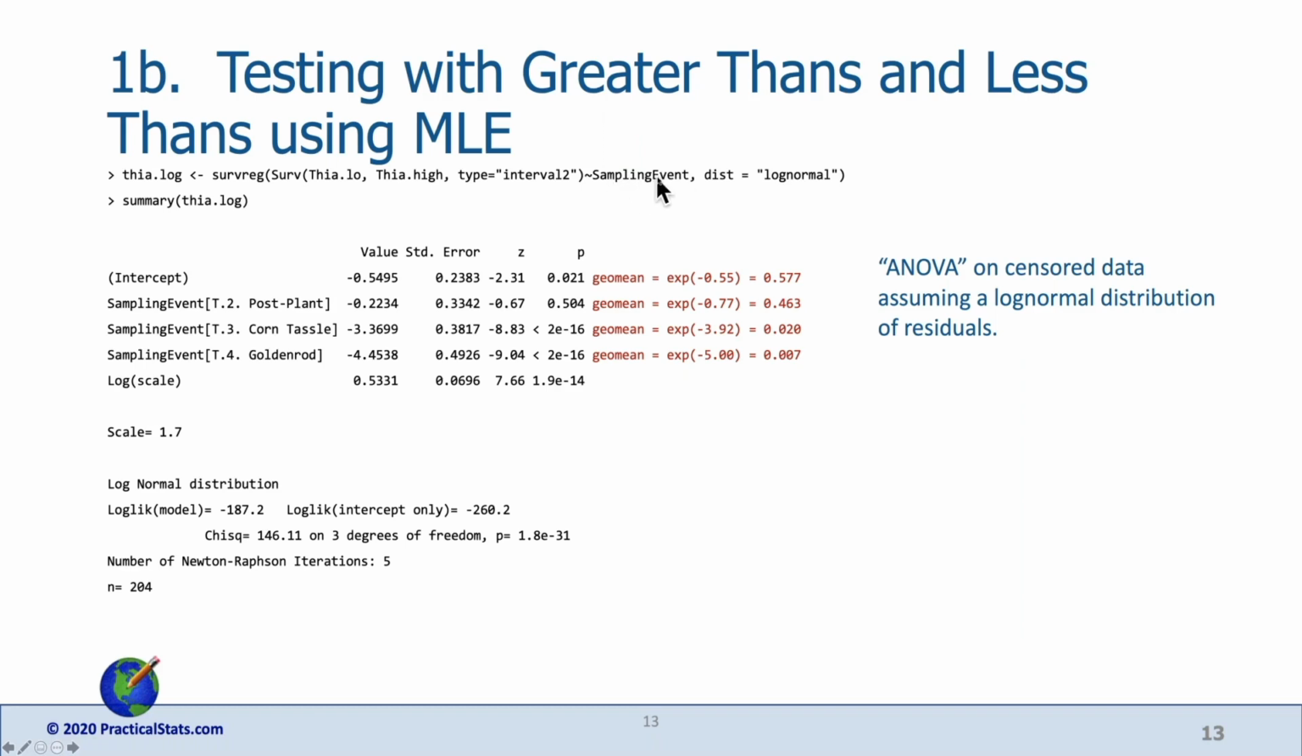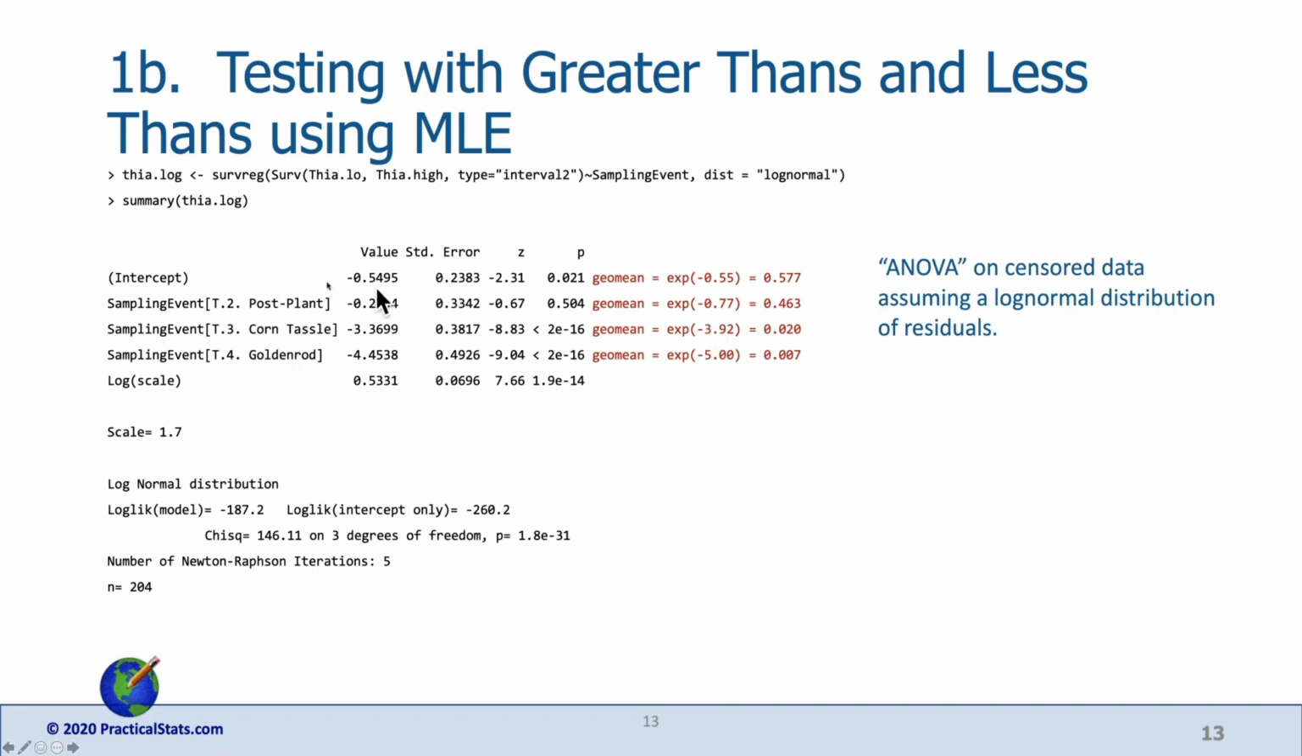And so here it is too. It's the grouping variable called sampling event. And sampling event had in it 4 pieces of text. One was 1.preplant, then 2.postplant, 3.corntassel, and 4.goldenrod. So those are just letters in the data set in that column. That character variable is defining 4 groups.